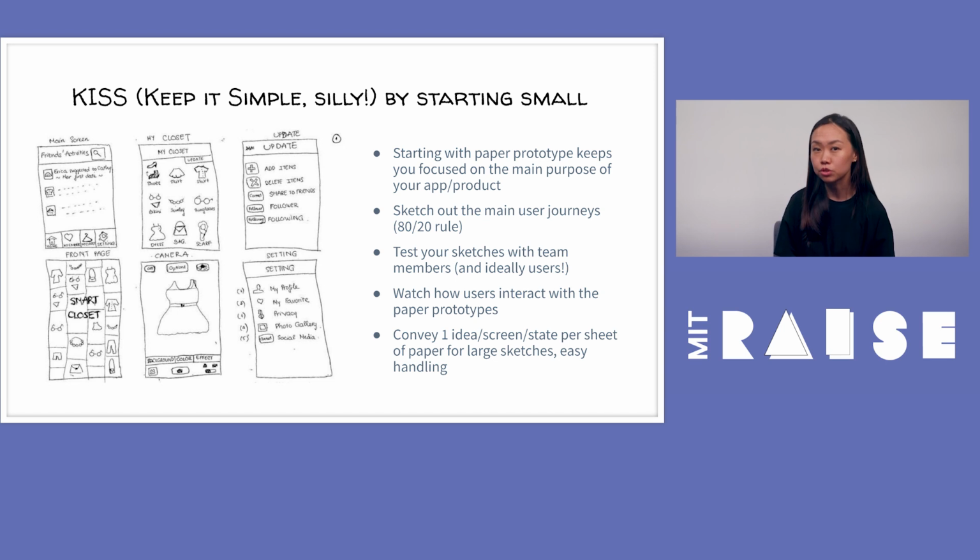So go back to that user research and your impact matrix to figure out what are the main user workflows, right? The main user needs, and sketch out those main screens or the most important interactions that you want a user to have. And then you can test your paper prototypes.